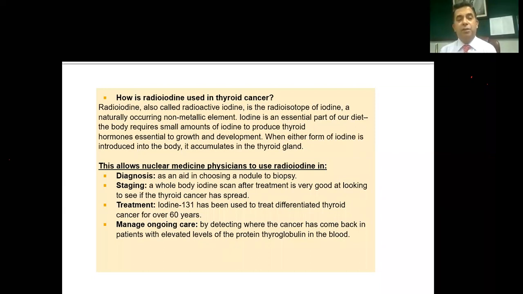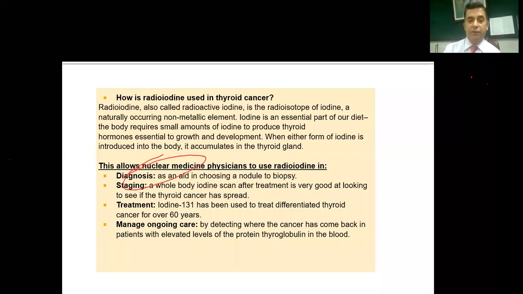And this capacity of a thyroid cancer to concentrate radioiodine can be utilized for the diagnosis and staging of the thyroid disease or thyroid cancer. Ultimately, radioactive iodine has been used in the treatment of differentiated thyroid cancers for more than 60 years. And we can detect where the cancer is, or whether it has come back or recurred, when there are elevated levels of the tumor marker, thyroglobulin.